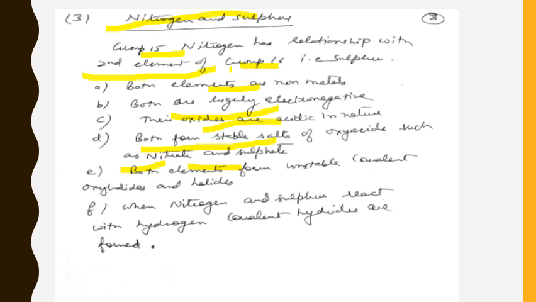They form the oxyacids. Both elements form unstable covalent oxyhalides and halides. And when nitrogen and sulfur react with hydrogen, they form covalent hydrides. So this is again the similarity. Non-metal, highly electronegative, oxides acidic in nature, stable salts of the oxyacids, unstable halides and oxyhalides, and covalent hydrides they produce.